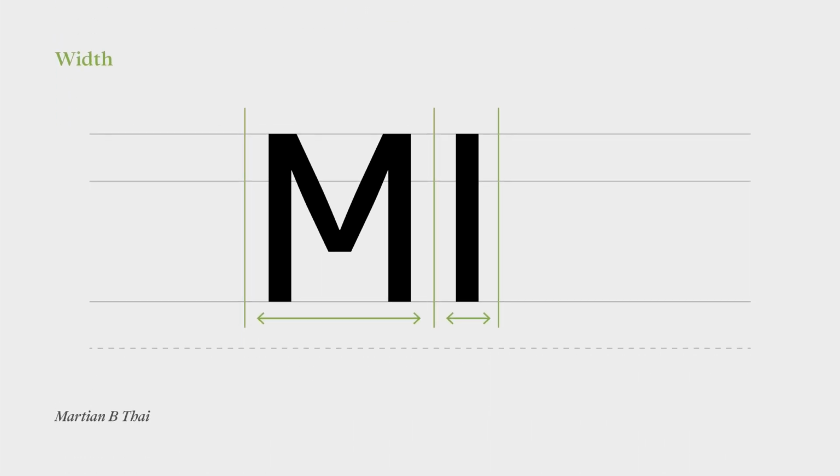W is for width. The width in typographic design is the space occupied by a single character, including the spaces on the left and right.